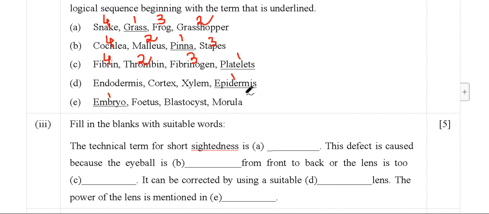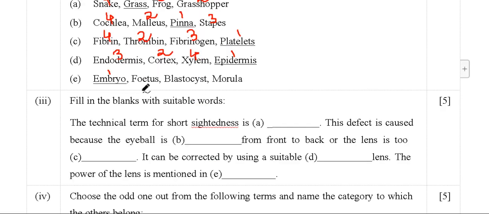Next, epidermis. So from epidermis, then it will be moving to the cortex. So number two will be cortex, that is also called cortical cell or parenchyma cell. This is about the root structure. Then from the cortex, next it will be endodermis number three, and then number four, xylem. So epidermis, arrow, cortex, arrow, endodermis, and then arrow, xylem.